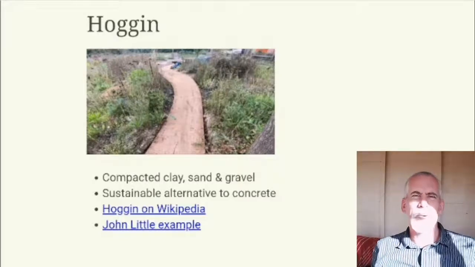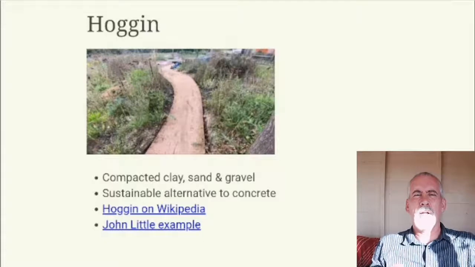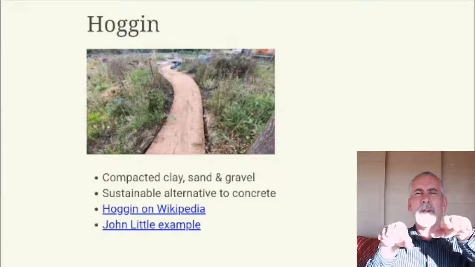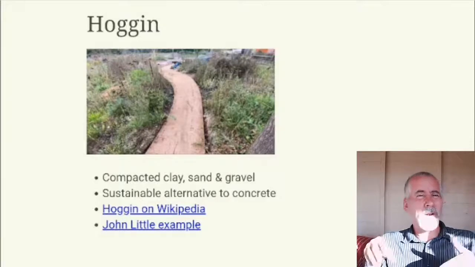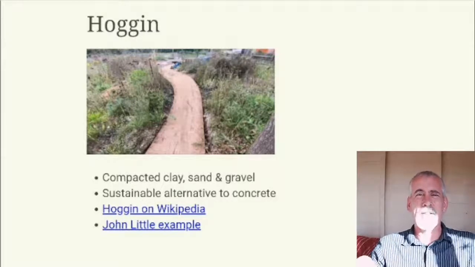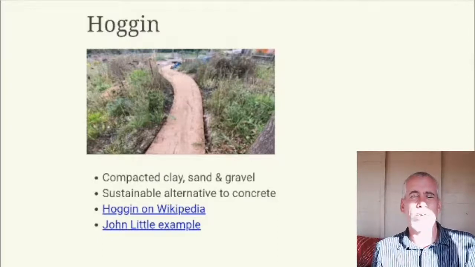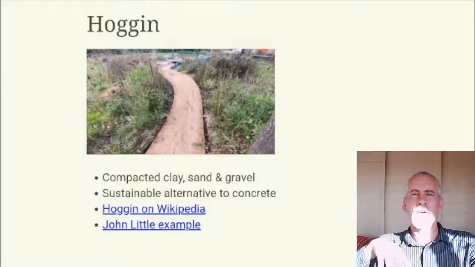And it's a sustainable alternative. So rather than having a concrete path, you have a hogging path. It's pretty much impermeable to water, so you do need to make a profile for it. Obviously, if you're making a concrete path, you need to have hardcore for drainage underneath, and the same thing applies for a hogging path. You need to have a firm foundation for it as well.